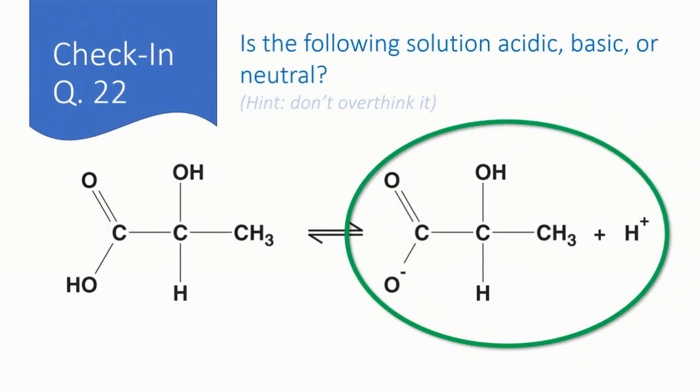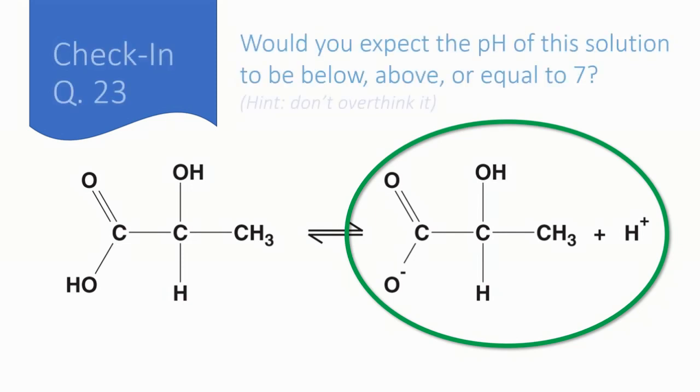All right, time for our check-in questions. This is check-in number 22, so be very careful and make sure that you are answering number 22 on your assignment. Is the following solution acidic, basic, or neutral? Hint, don't overthink it. Number 23, would you expect the pH of this solution to be below, above, or equal to 7?